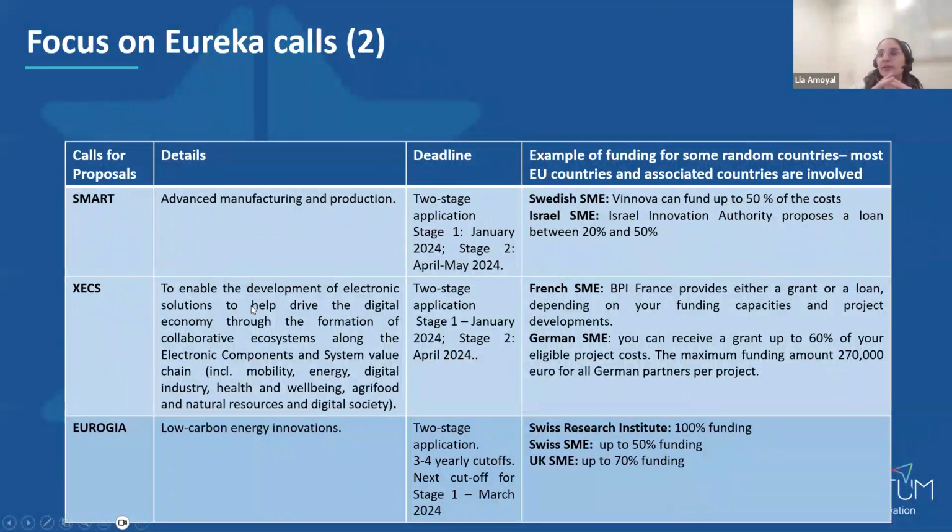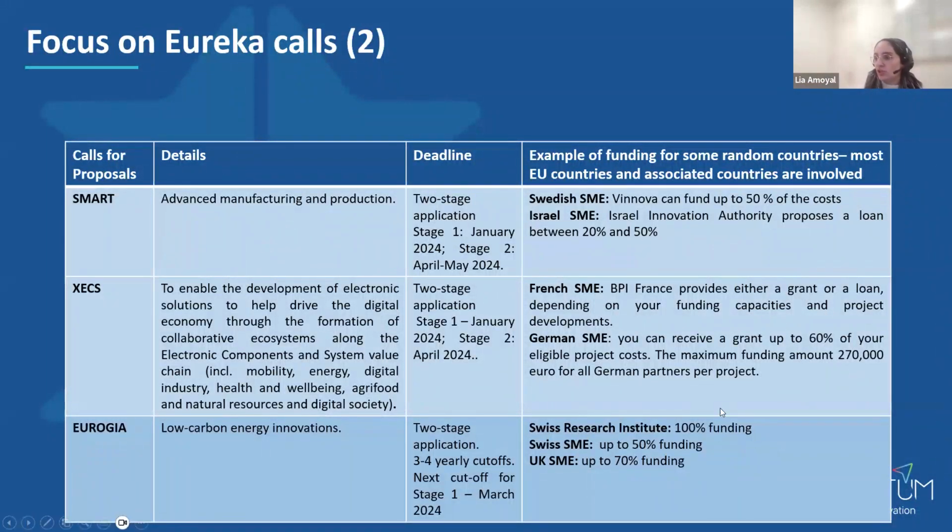Xecs. So this one is about the development of electronic solutions to help drive the digital economy through the formation of collaborative ecosystems along the electronic components and system value chain. So in different industries, mobility, energy, health, etc. So for this project, we are actually going to apply, that I know of, one in the automotive industry and one in flood management. So that's very nice. Whenever you can leverage electronic components to make your project better, to improve what is currently happening in the industry, that's the good framework. So yes, the first stage just passed a few days ago, and now stage 2 for April.